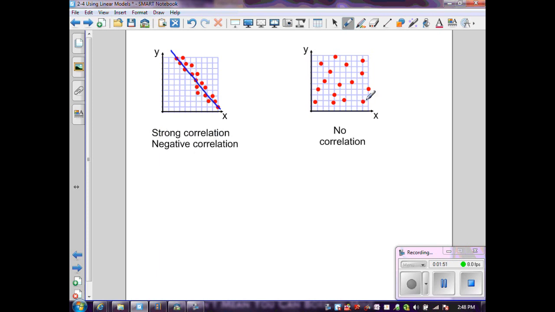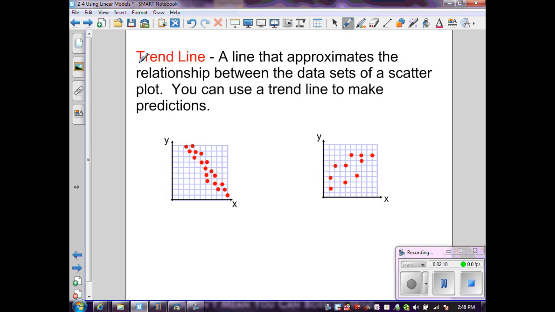Here, my data is scattered throughout my graph. It doesn't look like I can create any sort of line in any direction being positive or negative. Therefore, this is no correlation between the sets of data. Our next slide has a definition for a trend line, a line that approximates the relationship between the data sets of a scatter plot. You can use a trend line to make predictions.